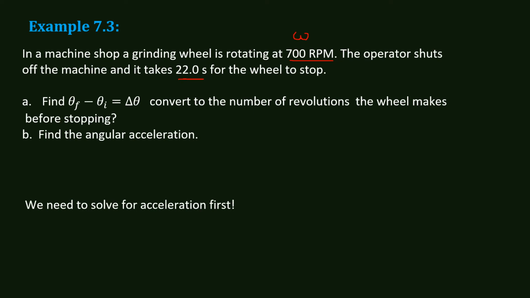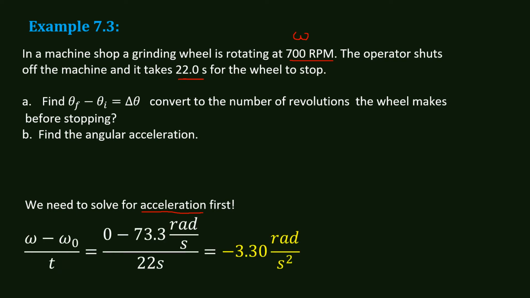So in this case, we need to actually solve for the acceleration first. Even though they're asking for it in part B, we need to solve it first. We take the angular acceleration equation, which is omega minus omega naught divided by time. And we know that the 73.3 rads per second has already been converted. This was actually our 700 RPM here.